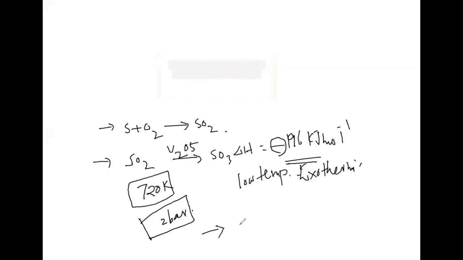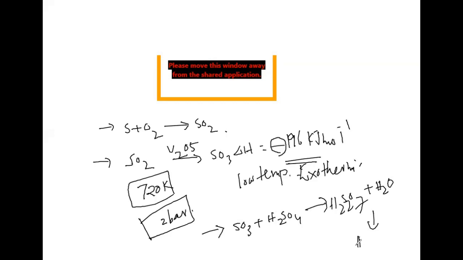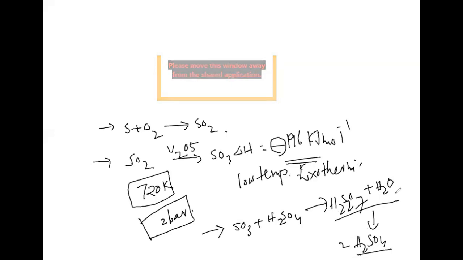In the third step, what happens? SO3 combines with H2SO4. It gives H2S2O7. This one on hydrolysis gives H2SO4 as the product. This particular reaction others won't show, but I am showing it here. This one with hydrolysis will give sulfuric acid as the product. Okay, understood this?